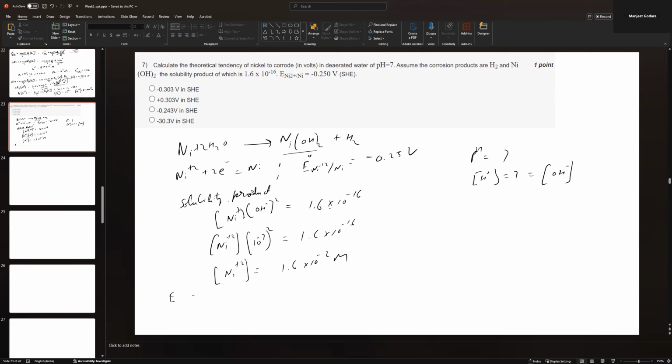So E is equal to E naught plus 0.0591 divided by 2 into log of the nickel ion concentration. So just put the nickel ion concentration here and we'll get the potential. So minus 0.25 plus 0.0591 divided by 2 log of 1.6 into 10 to the power minus 2. This should come to about minus 0.303.